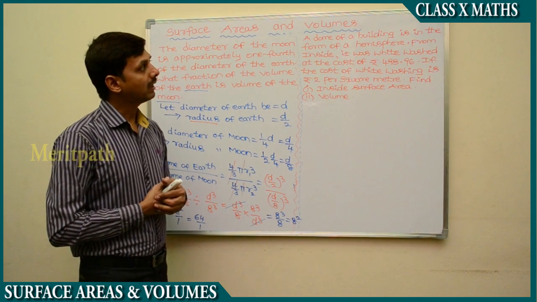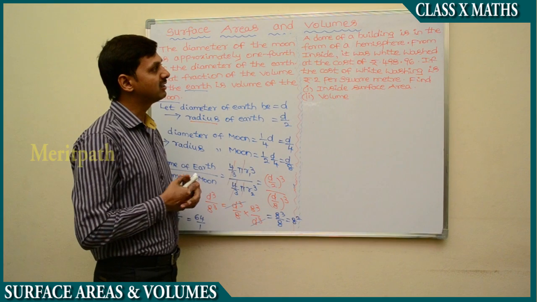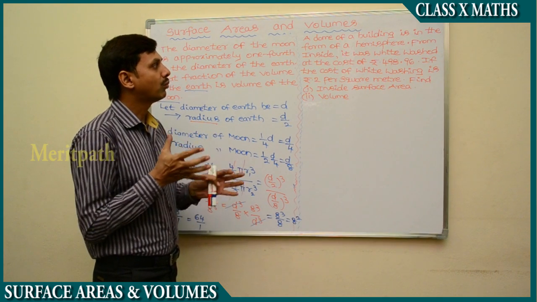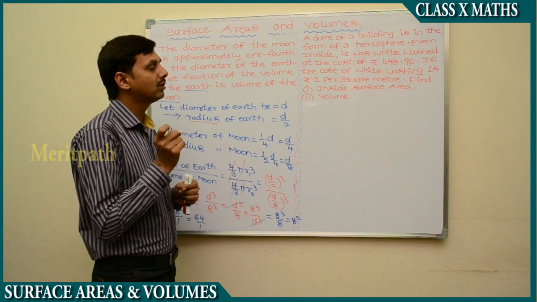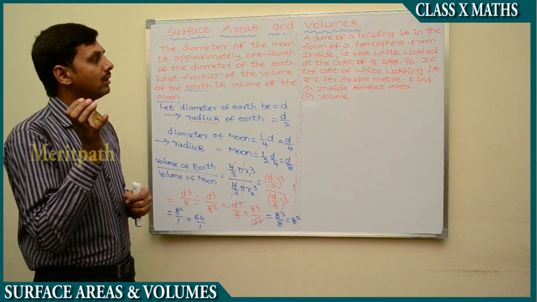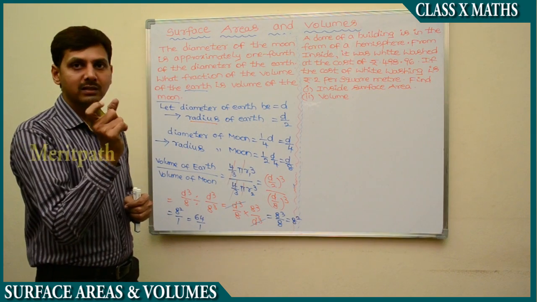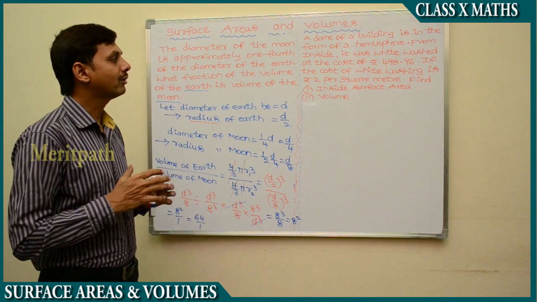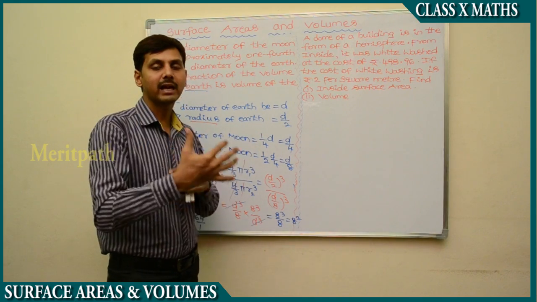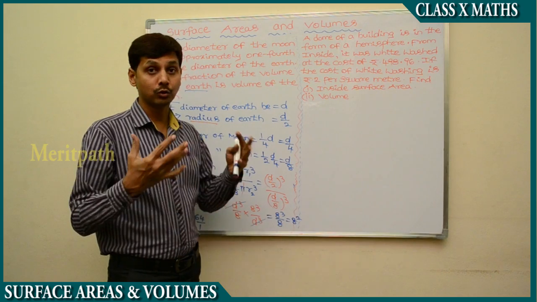A dome of a building is in the form of a hemisphere, and from inside it was whitewashed at a cost of 498 rupees 96 paise. If the cost of 1 square meter is 2 rupees, we need to find out the inner surface area, inside surface area, and volume also.